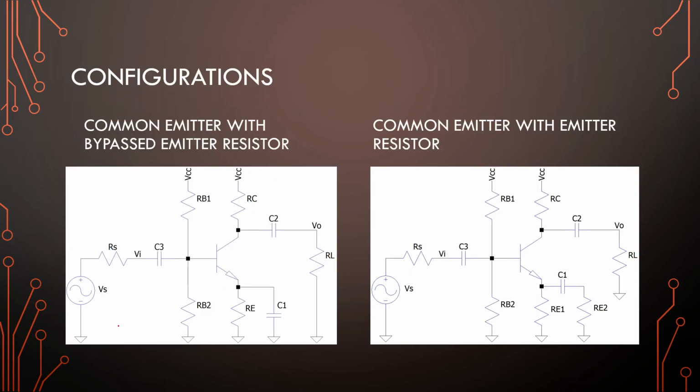So today we are mainly going to look at the common emitter amplifier with emitter resistor bypassed and the split emitter configuration, so when there is actually emitter resistor present in the small signal analysis and the influences that go with it.